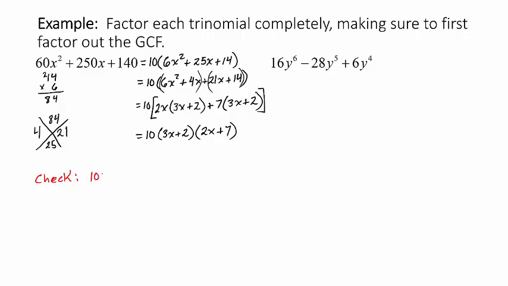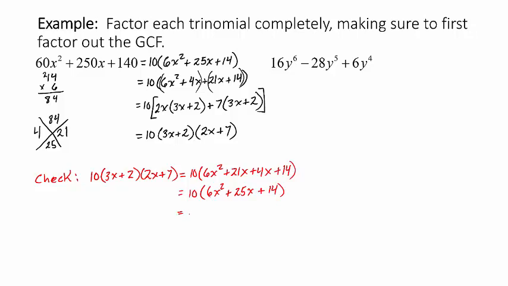So let's check that. 10 times 3x plus 2 times 2x plus 7. Work this backwards, see if we get what we started with. So leave the 10 alone and just FOIL for a minute. 3x times 2x is 6x squared. 3x times 7 is 21x. 2 times 2x is 4x. And 2 times 7 is 14. Okay, so I'm going to clean up that middle term. 6x squared, 21x and 4x is 25x, plus 14.